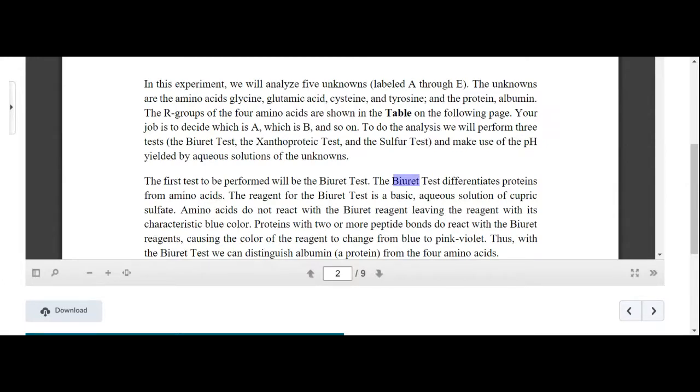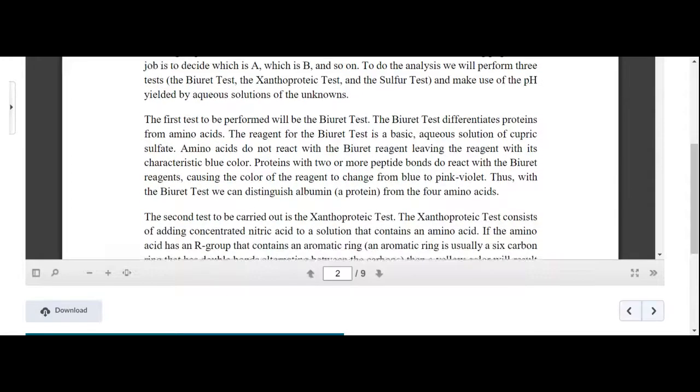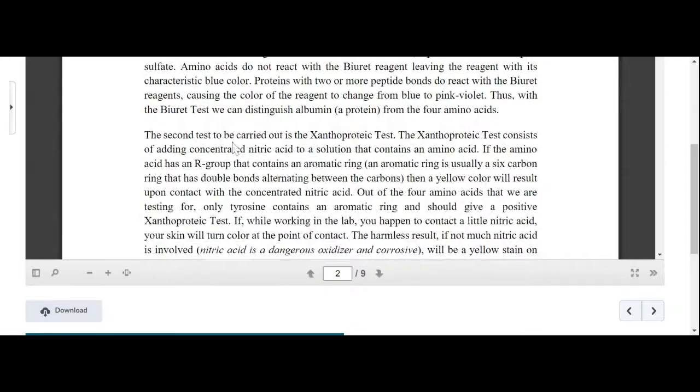Anything that changes to pink color, then we know that is a protein, it is not an amino acid. So we identify that. Since we know that the protein is going to be the albumin, then we know it has a name. So it's albumin. So the first test is going to distinguish protein or albumin among all of them. As soon as you have a positive, let's say your test tube C is albumin, then you leave that. Then you only work with the next 4 test tubes.